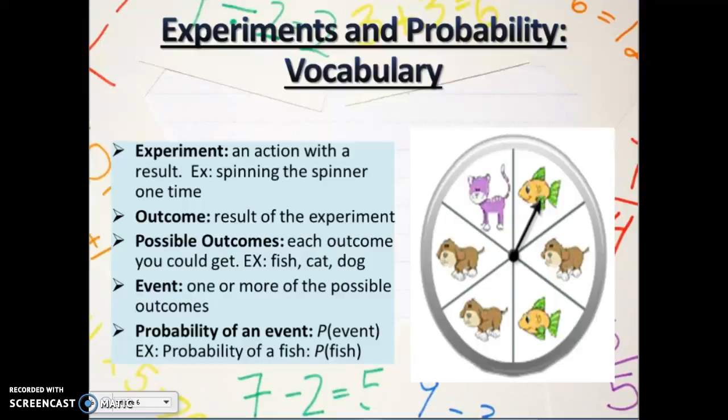An event is one or more of the possible outcomes. So each spin would be a different event, or each outcome, fish, dog, cat, is a different event. And then the probability of an event is always written with P in italics and the event in parentheses. So the probability of getting a fish, we would write P and fish in parentheses. That's telling us that I want to know what is the probability of spinning a fish on our spinner.